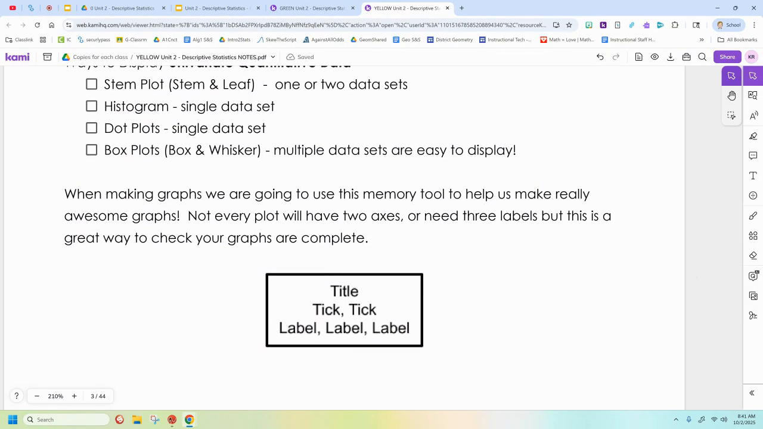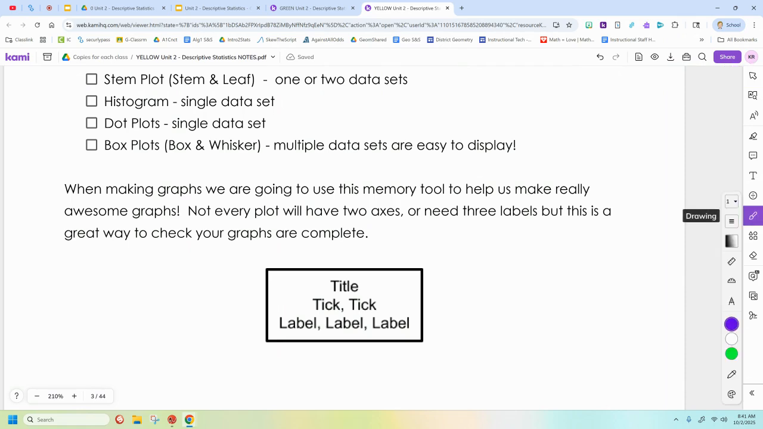And then I mentioned this yesterday, when we're making plots, you want to make sure that you're being as neat as possible. If you are someone that likes to use a straight edge, then just always grab one. They're right by the calculators. And then this is like a memory tool that doesn't fit perfectly. Title, tick, tick, label, label, label, because sometimes you don't need 3 labels and you might not even have 2 axes. But it's there to help remind you, am I doing all the stuff I need to do to make this a complete graph? Cool? Cool. Turn the page.